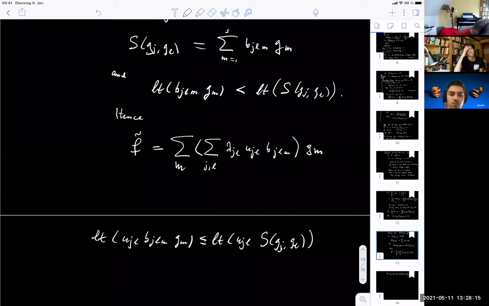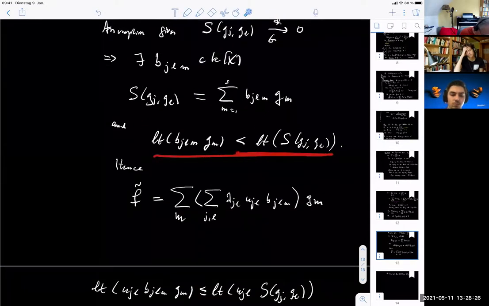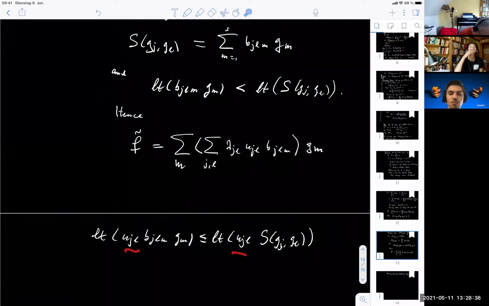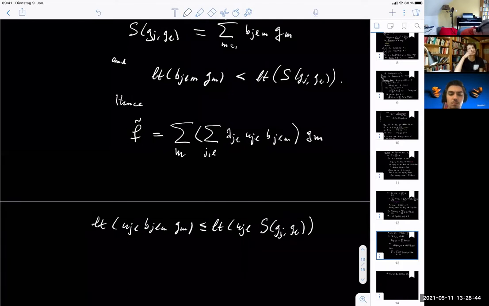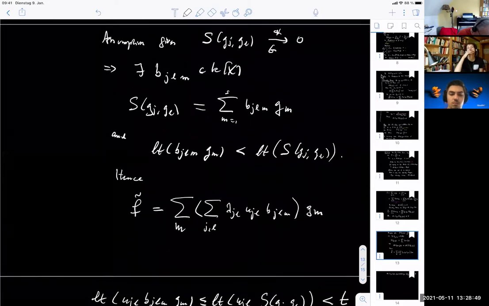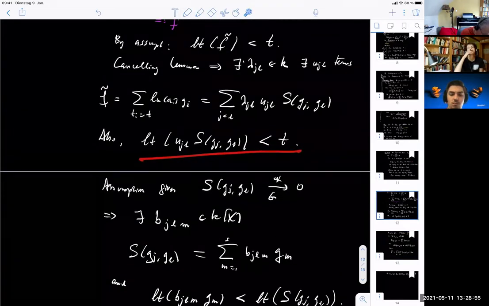So why is this? Because I had this. It came out of the canceling lemma. And now if I multiply just with UJL, this relation is preserved. I have multiplied with UJL, so it comes from here. Also I say this is less than T. Why was that? This is coming from here, because we have a canceling.